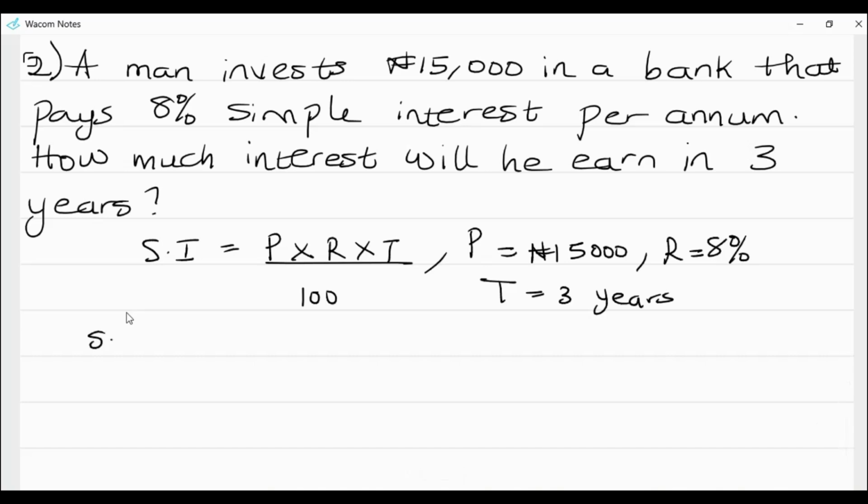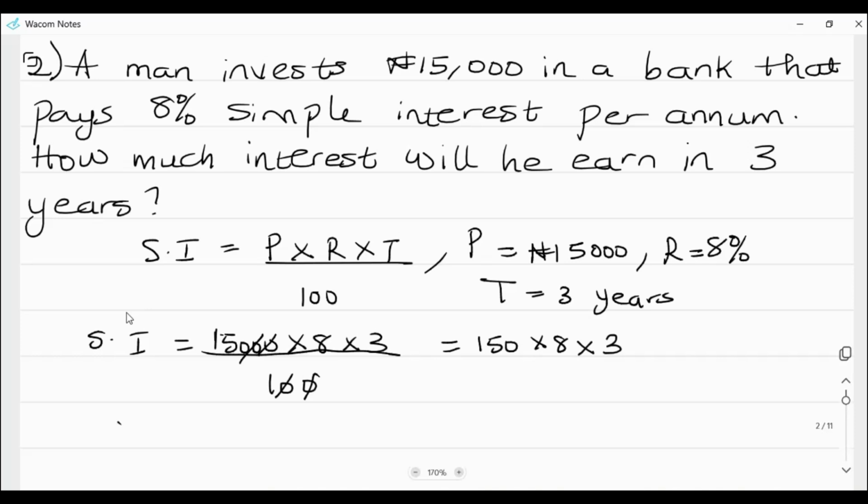So let's simply solve this here. We know that SI is equal to P, which represents 15,000, times R, which is the rate, which is 8, times time, which is 3, all over 100. So this is going to cancel out this, and we have 150 times 8 times 3. With that, we know that SI, which is the simple interest, is going to give us 150 times 8 times 3, which is 3,600, and we have this to be the simple interest.